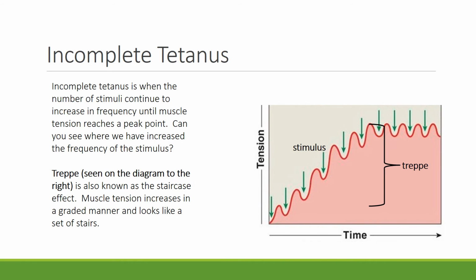If the stimuli are even faster than they were with wave summation, as in the previous slide, this is incomplete tetanus, and it's when the number of stimuli continue to increase in frequency until the muscle tension reaches a peak point. Can you see where we've increased the frequency of stimuli in the adjacent example? Take a look also at what's marked as treppe. Treppe means staircase, and you can see this in the diagram. Muscle tension increases in a graded manner, and it looks like a set of stairs.